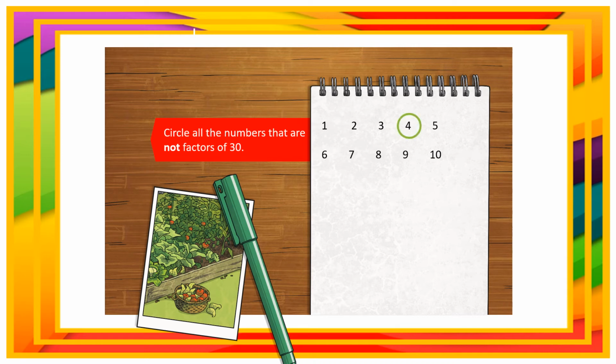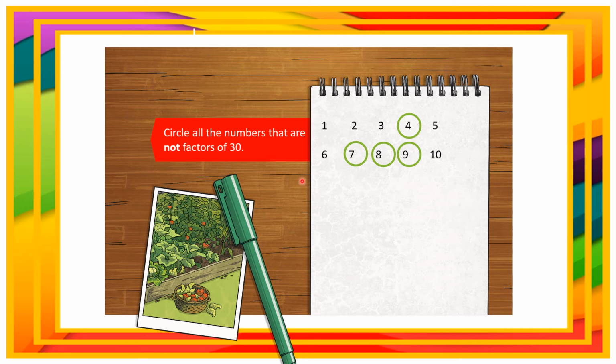Welcome back. Let's see our answers. So 4 is not a factor of 30. 7 is not a factor of 30. 8 is equally not a factor of 30. And 9 is also not a factor of 30. The rest are factors of 30.